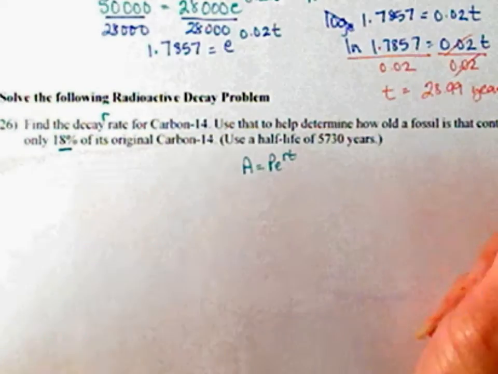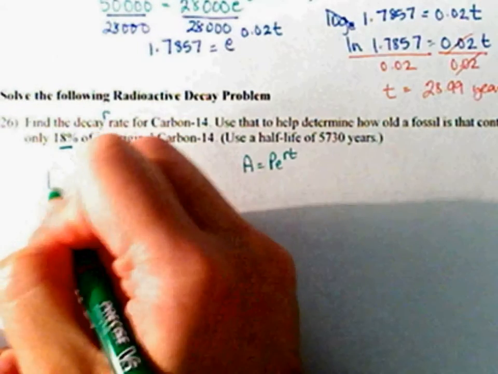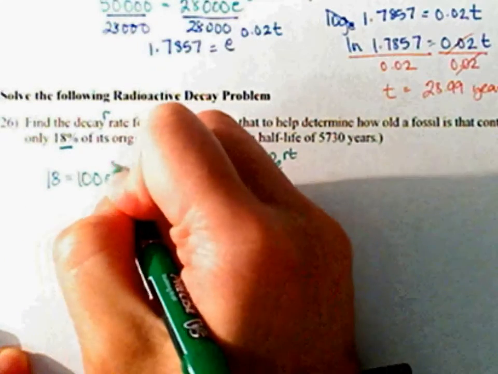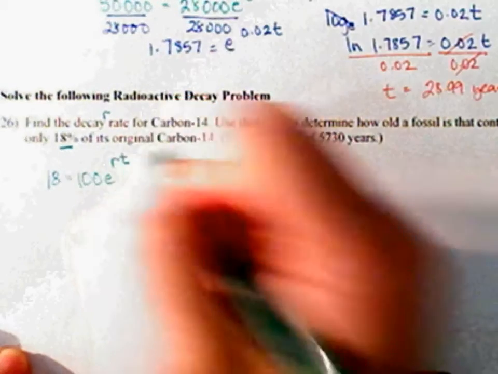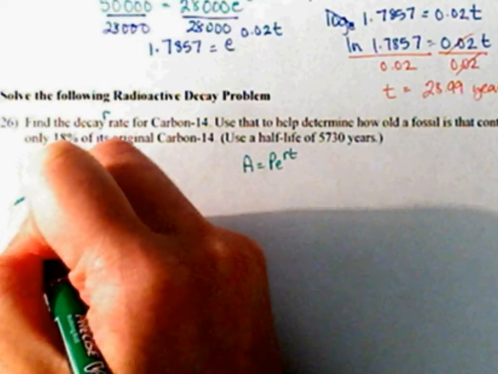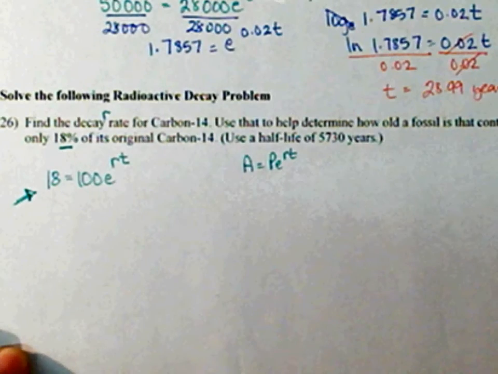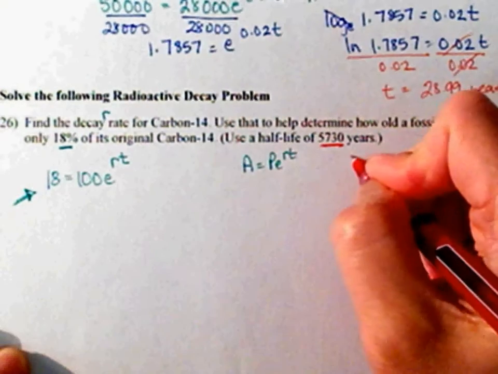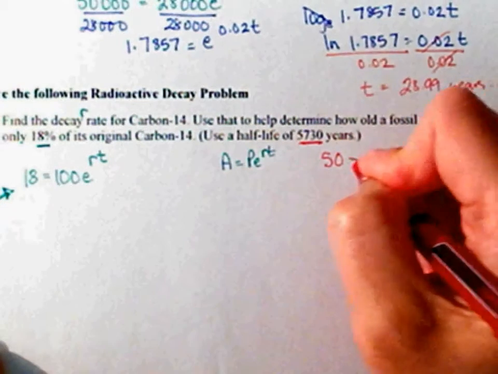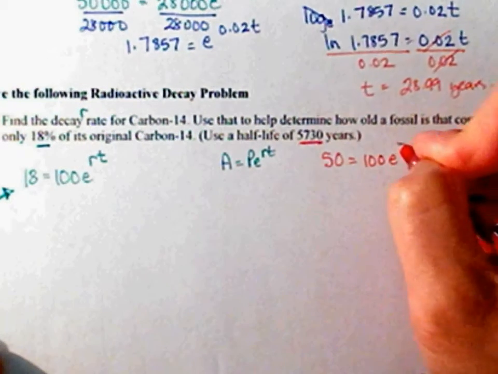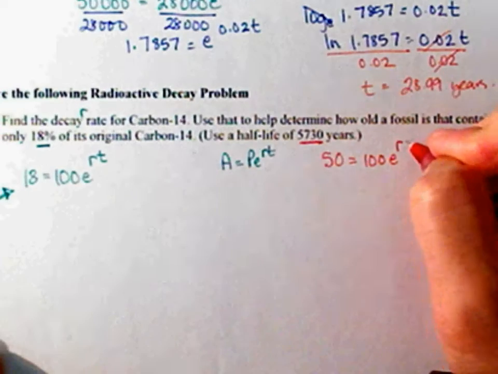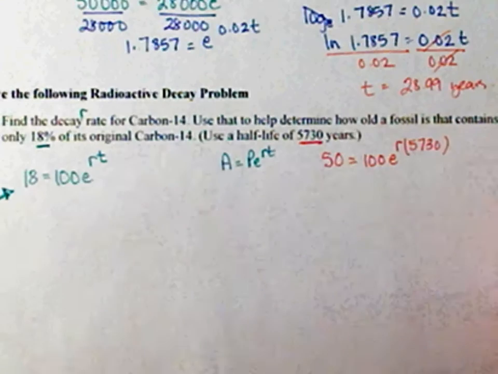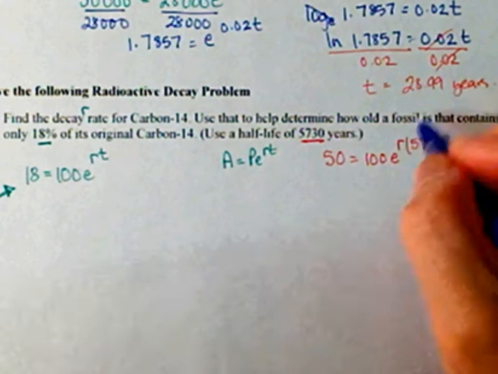So let's go ahead and start our equation. You have 18% left. A percent is always out of 100. We don't know what the rate is, and we don't know what the time is. So this is our original equation, okay? Now we know something. We know the half-life of carbon is 5,730. So half-life means what? 50% out of 100 is equal to E raised to the R times a half-life. How long is that half-life? 5,730, okay? Notice what you have left. You have an R left that you need to go solve for.